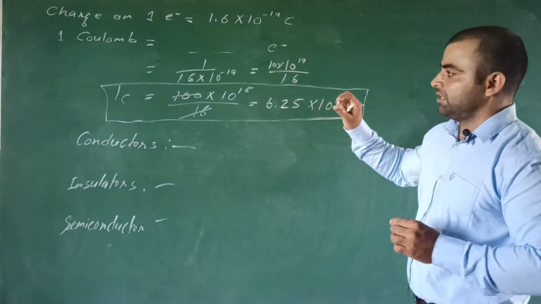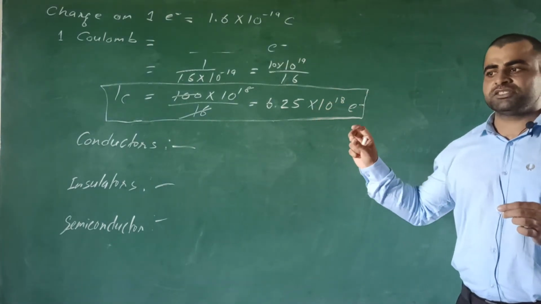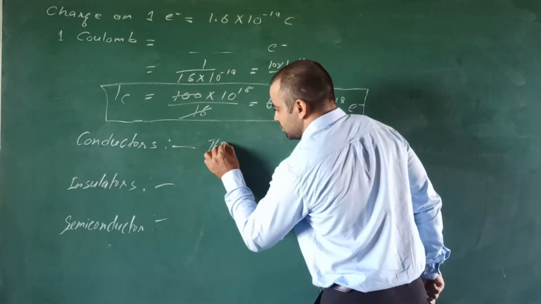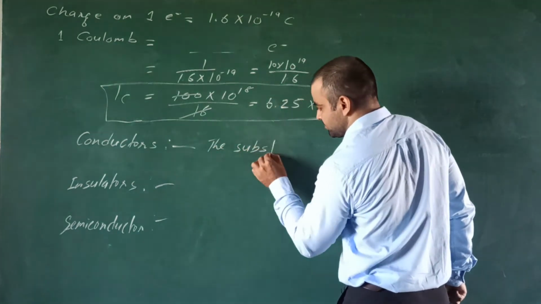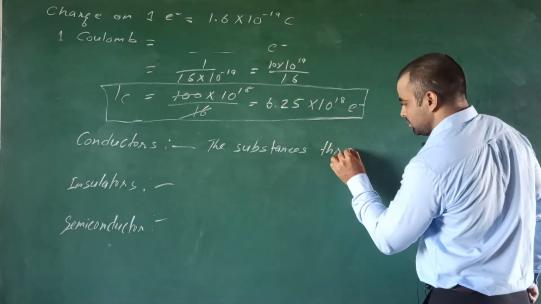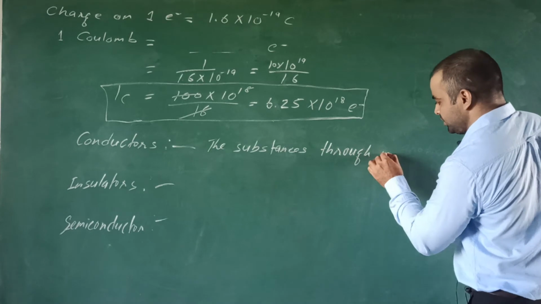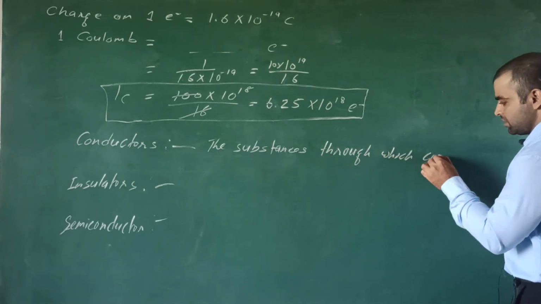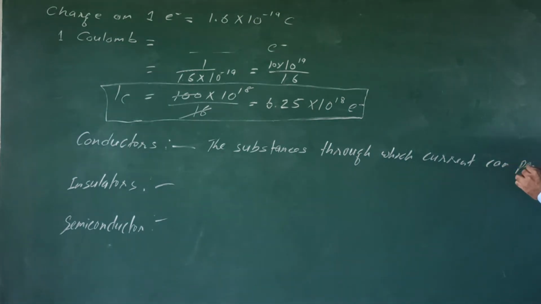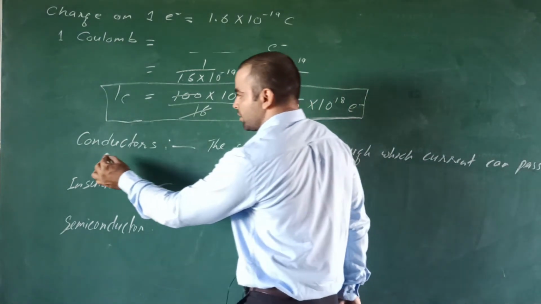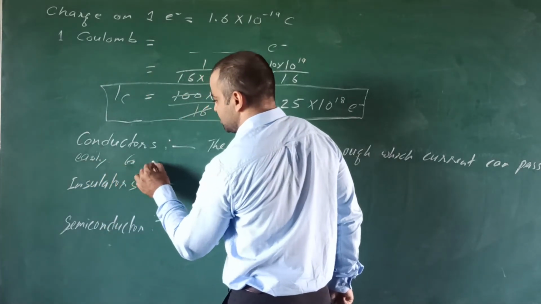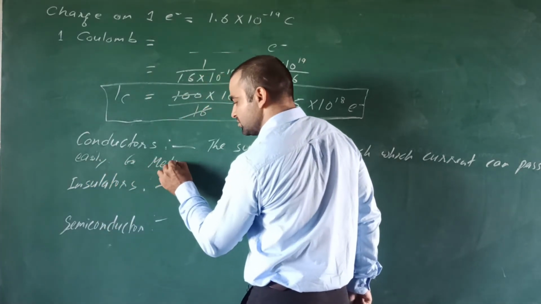Conductors are those substances through which current can pass easily. Example: most of the metals.